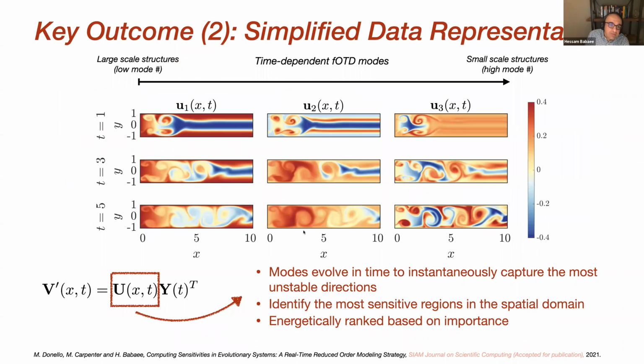So this is again a snapshot of the modes at different times. These are sensitivity modes, right? So this is the first mode, second mode, and third mode as time evolves. And so this is T equals 1, T equals 3, and T equals 5. And so this will tell you where the sensitivities are. And again, they capture finer and finer structures as you go to higher modes.